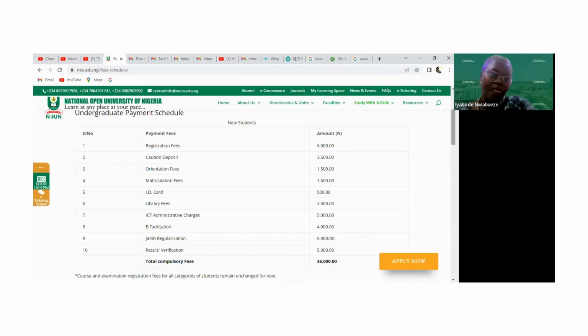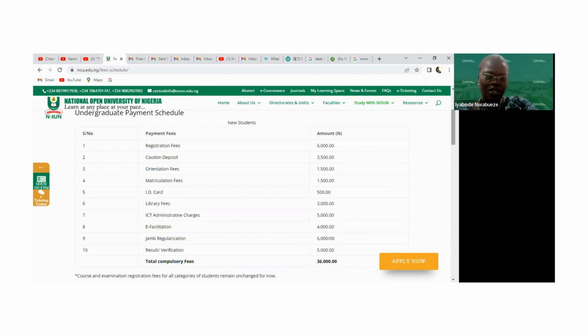So the first thing on the payment of fees is the registration fee, which is 6,000 naira. Then secondly, we have the caution deposit, which is 3,500. I don't really know what you're going to be cautioning with 3,500, but that is what the university is charging now. Then we have the orientation fee, which is 1,500. Then we have the matriculation fee, which is 1,500 naira. Then we have the ID card, which is 500 naira.